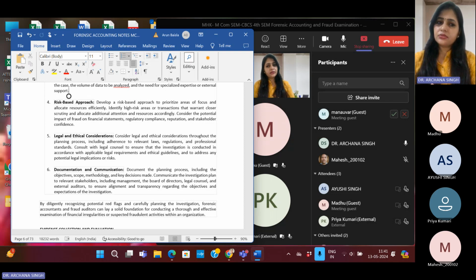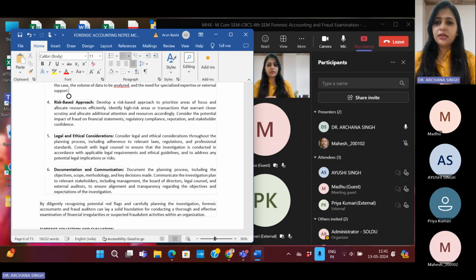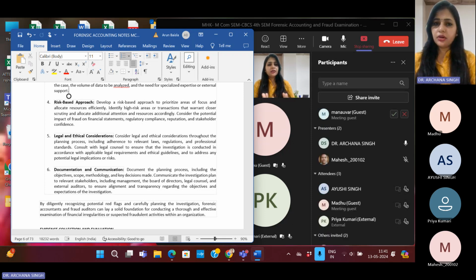Whatever is required according to law, regulation, professional standards, and legal and ethical considerations, they had to consider while doing the planning process. They had to consult with legal counsel to ensure that the investigation they conducted is according to the legal requirements, and that they followed ethical guidelines, and they had to address any potential legal implications or risks. So all these things they had considered while doing the investigation.